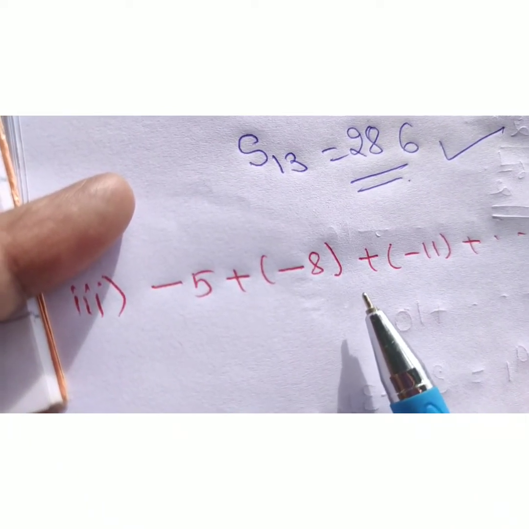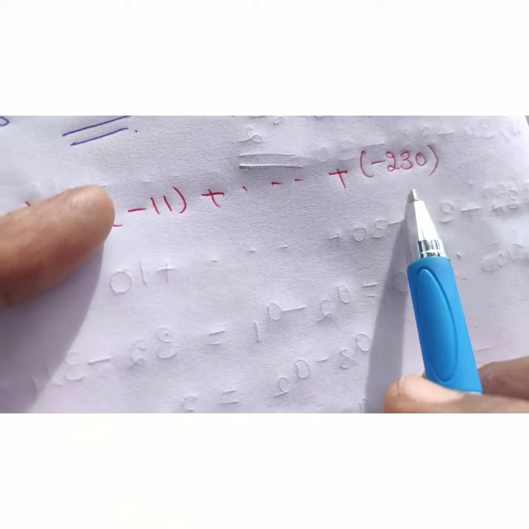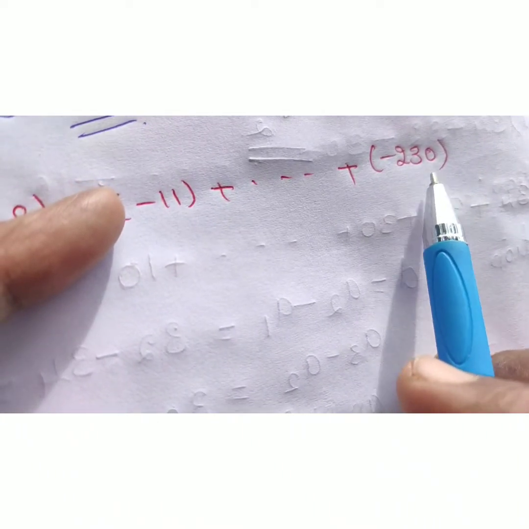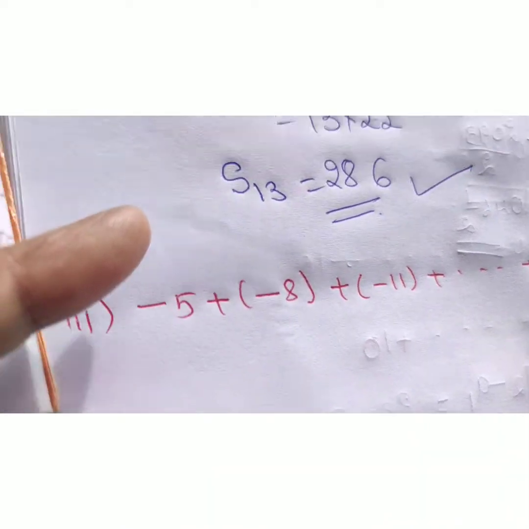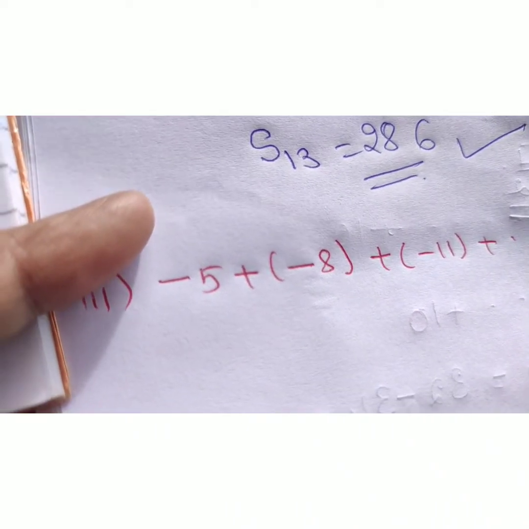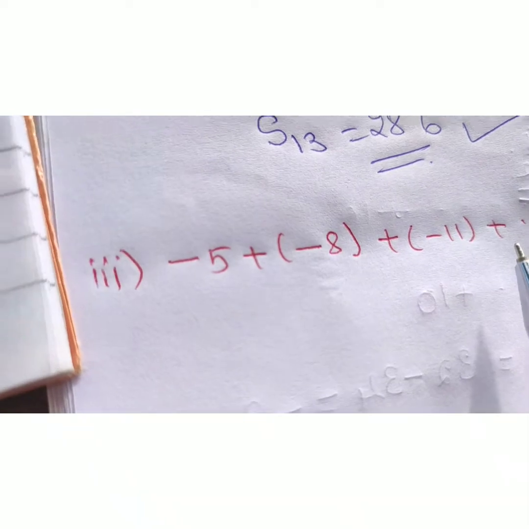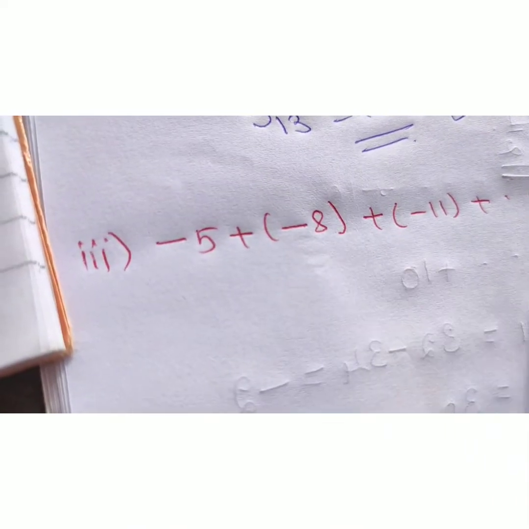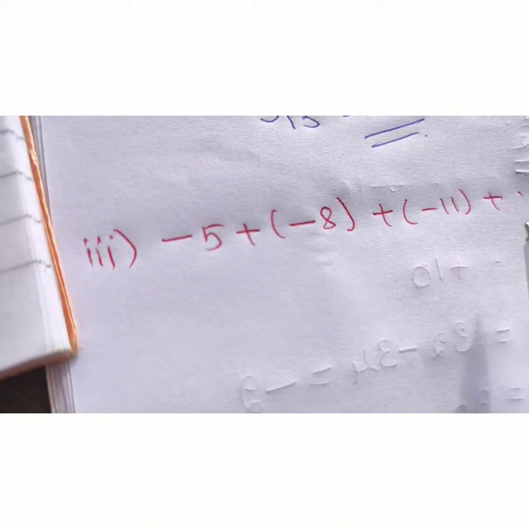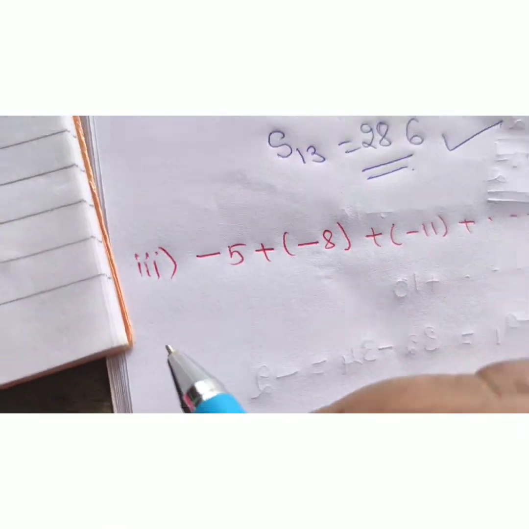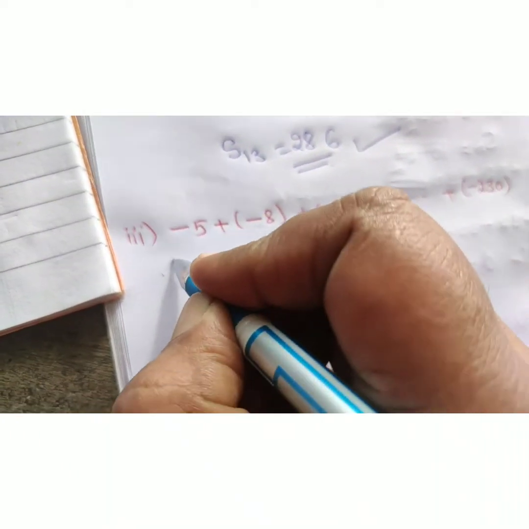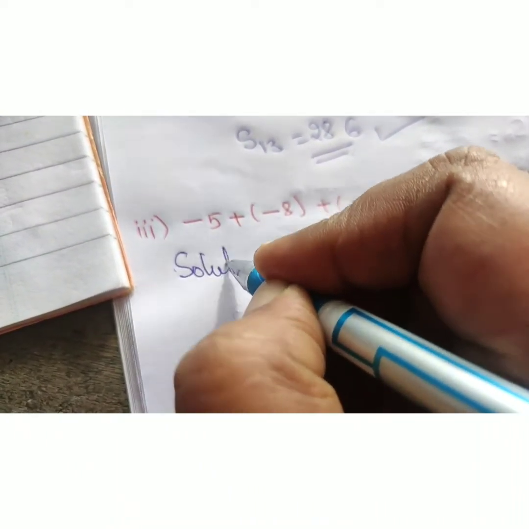We need to apply, because the last term l is given. l, or the nth term, is minus 230. We need to apply the formula to find the sum, Sn is equal to n by 2 into a plus l. But again here also we don't have how many terms. n, how many terms, we don't know. So similar to the previous problem we need to find n. So first let us check whether this forms an AP.